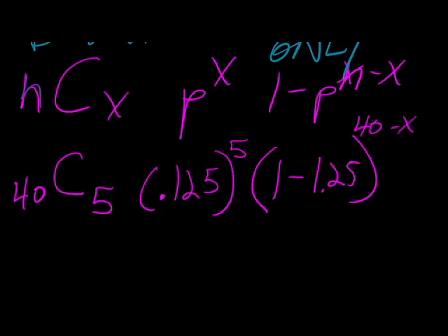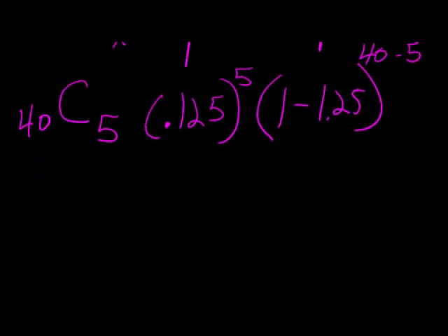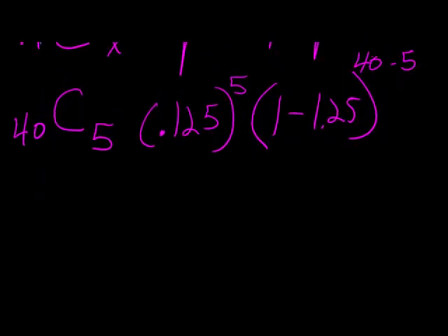I did it again. 40 minus 5. Those are students that are not going to walk in. And let's work this in a couple of different portions here. 40 combination 5 is going to be 40 factorial over 5 factorial times 40 minus 5 factorial.